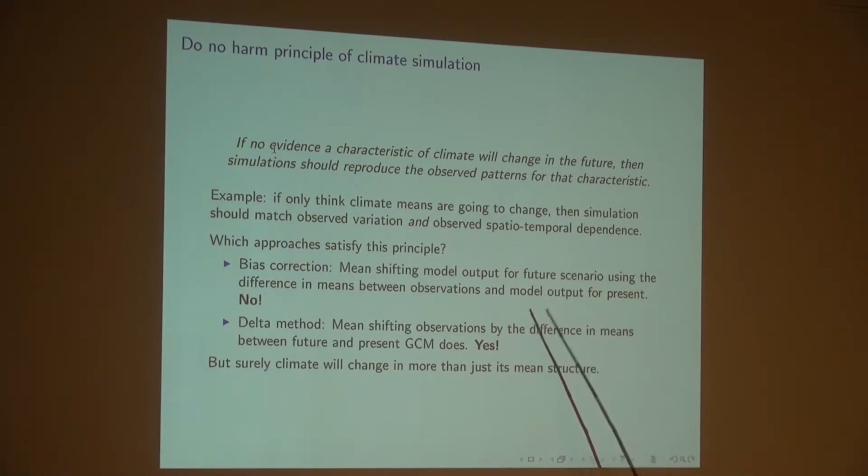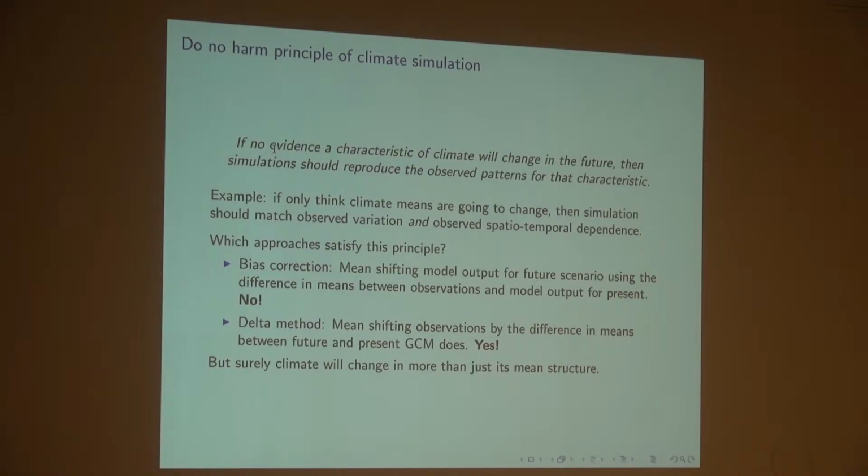If that were the case, then there's basically two standard methods for trying to correct things. There's what's called bias correction, and that tries to say, let's use the future model output, but correct its biases by looking at the differences between the present model output and the present observations.